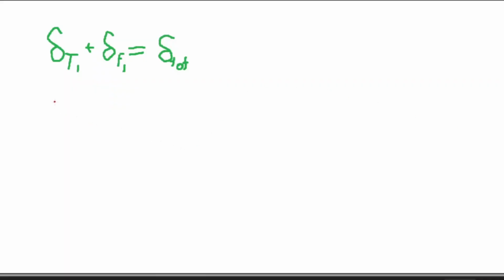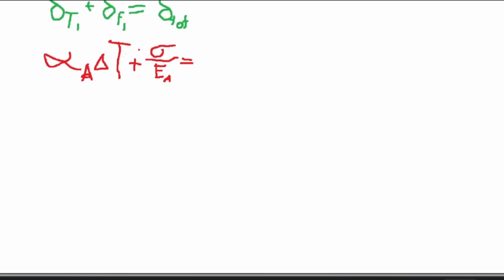All right, so let's expand this equation and then just solve for our deformation total. And let's just do this for aluminum at first. So our thermal expansion coefficient times our temperature plus our stress over our Young's modulus, and let's add some numbers to this.